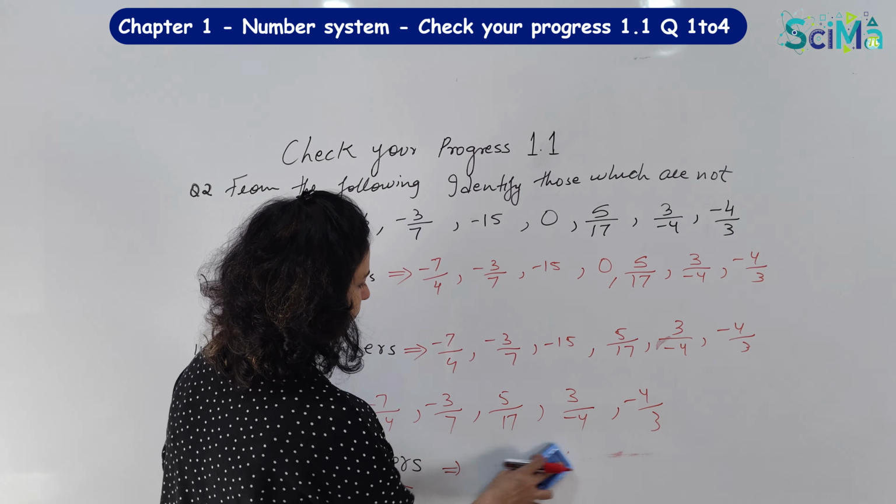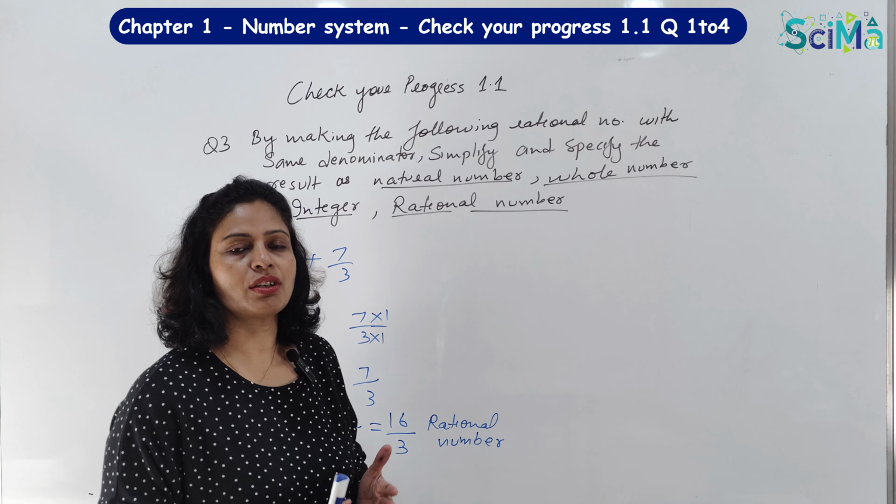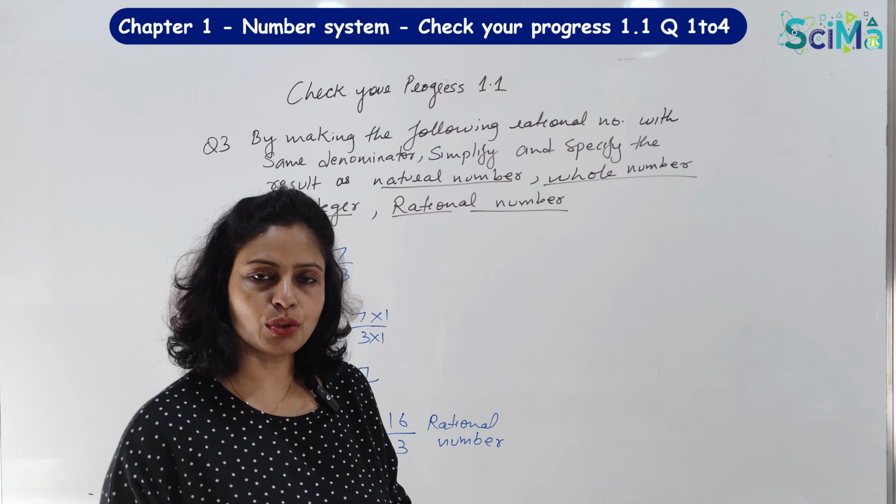Alright, because it is in the form of P by Q. So here, children, you have still not learned the rules of addition of rational numbers. Addition, subtraction, multiplication and division rules you still have to study, but these questions are given in your exercise 1.1, so I am doing it.